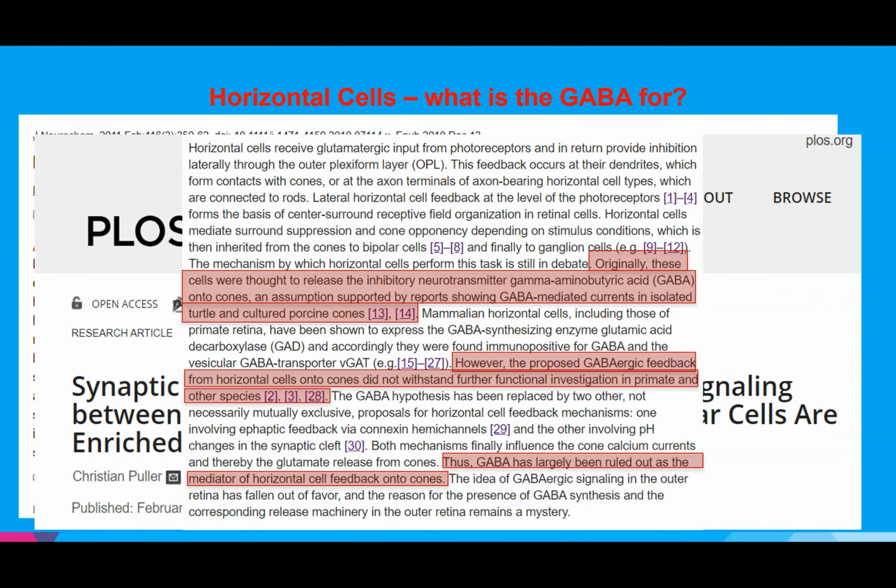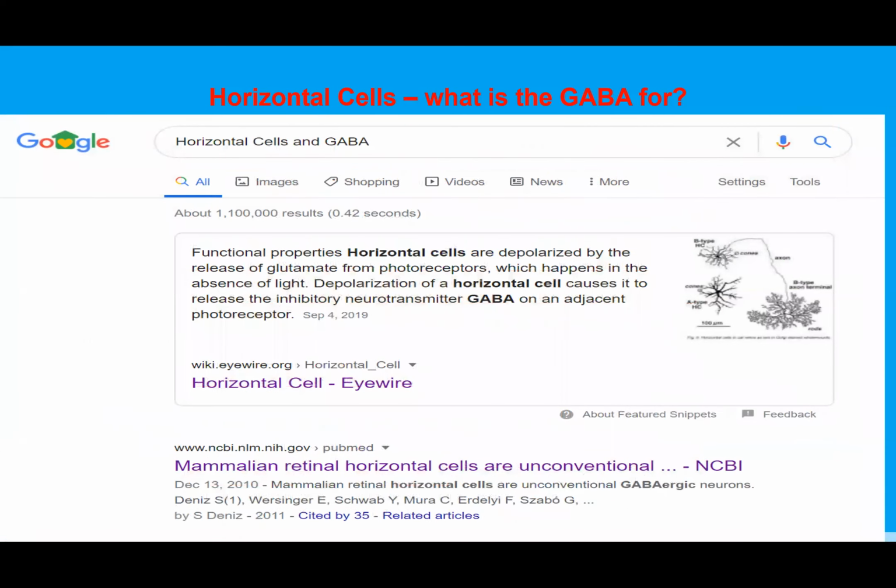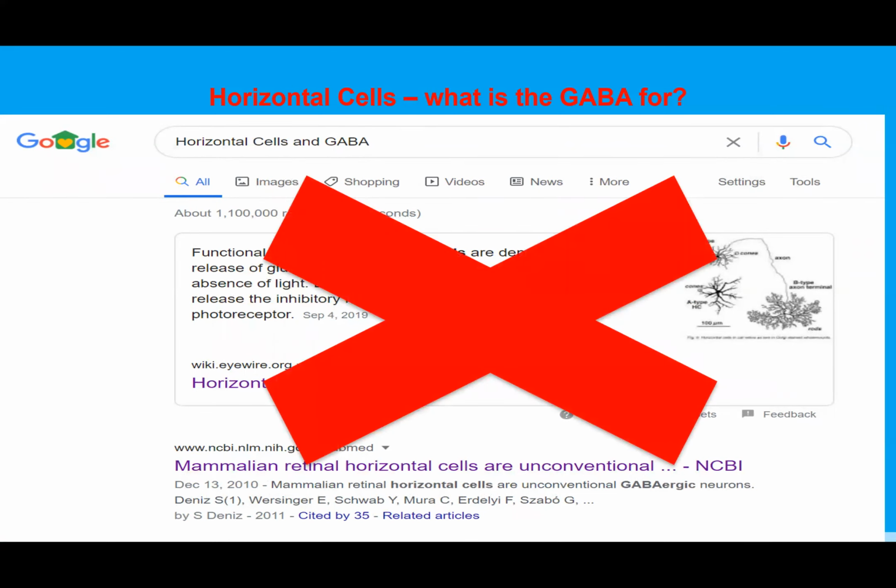Okay. So then here's what I like to do because I just typed in horizontal cells and GABA, and this is why I always say, I caution you from just going and Googling things. Here's what this, I don't know if you ever used wiki.iwire.org, but here it is. And here's what they say. Functional properties of horizontal cells are depolarized by the release of glutamate from photoreceptors, which happens in the absence of light. I agree. Depolarization of a horizontal cell causes it to release the inhibitory neurotransmitter GABA on an adjacent photoreceptor. I do not agree with that. Yeah. And neither do you now, right?